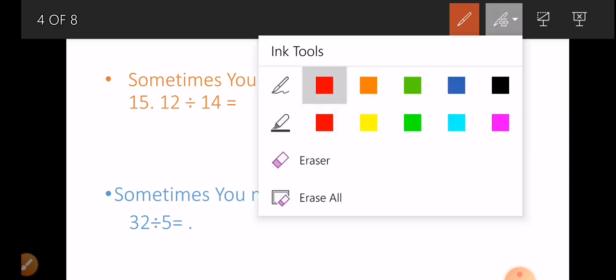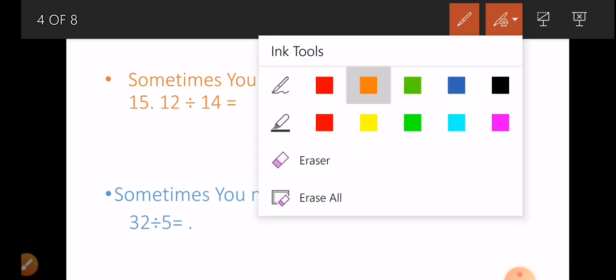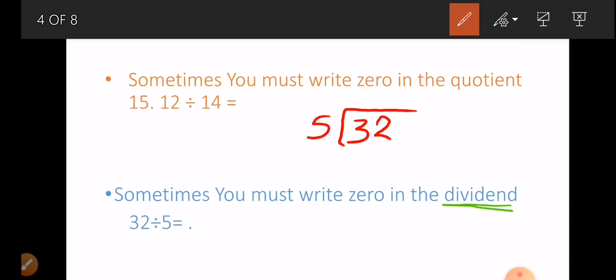Then I will start to divide. 3 divided by 5, it can't be, small divide big, we said 0. Then I will take the 2 with that. 32 divided by 5 will give me 6. Then multiply it, you will get 30. Then subtract, you will have 2.